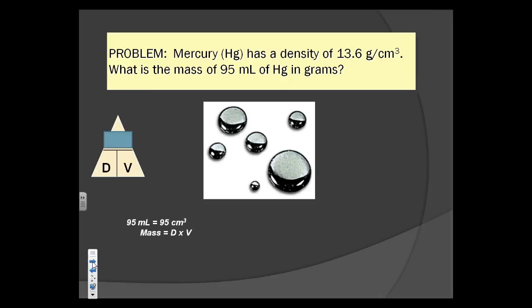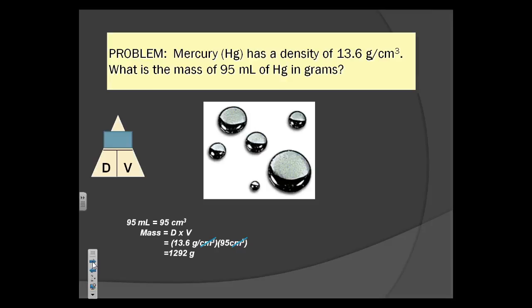Mass is equal to density times volume, and now that I have my equation rearranged, it becomes very, very easy. I'm going to plug in my numbers, density times volume, and you'll notice that your centimeters cubed cancel out. That leaves us with only grams as our units, and that makes sense for mass, because grams are a measurement of mass, while milliliters and centimeters cubed are measurements of volume.